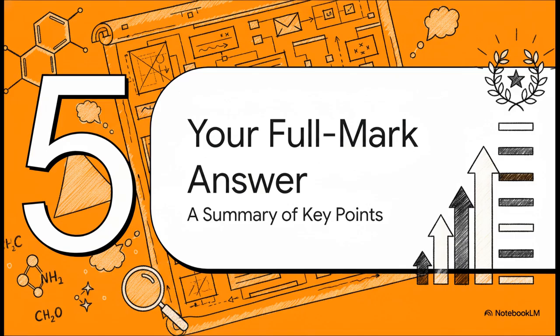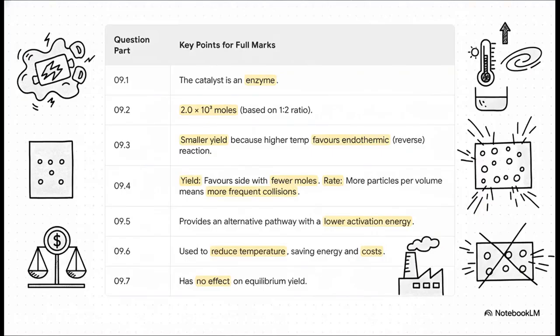So now, let's pull everything together into one simple summary sheet. Think of this as your blueprint for a perfect answer. And here it is, your full mark answer sheet in one place. Let's do a super quick run through. 9.1, enzyme. 9.3, smaller yield because it favors the endothermic reaction.